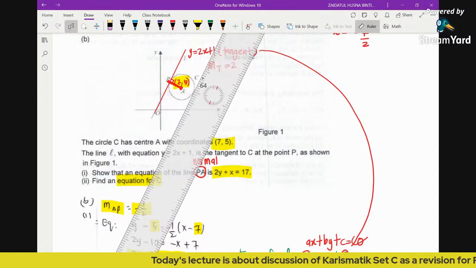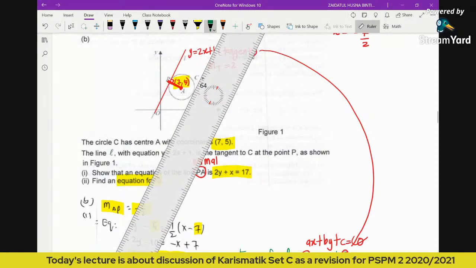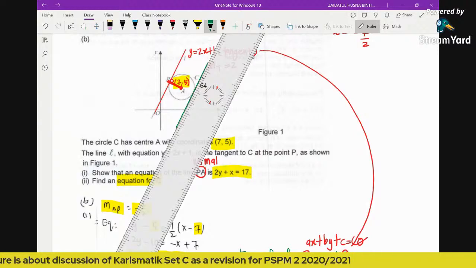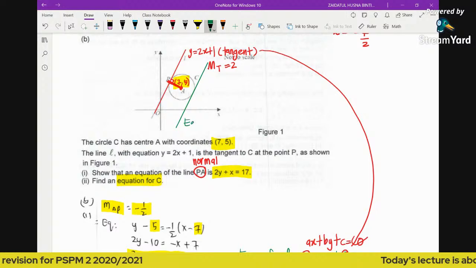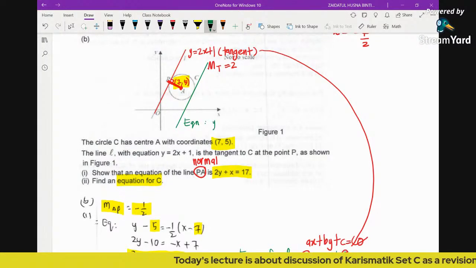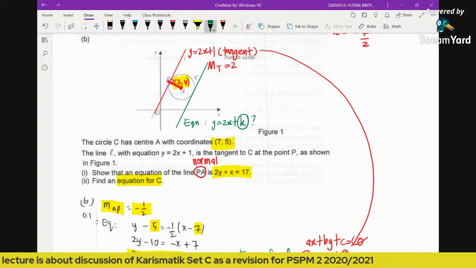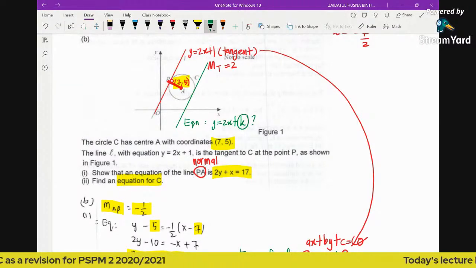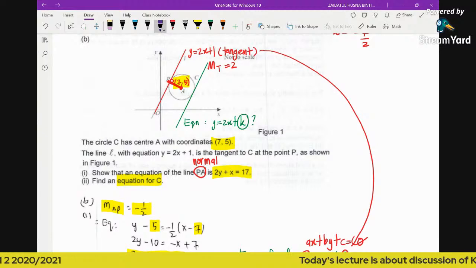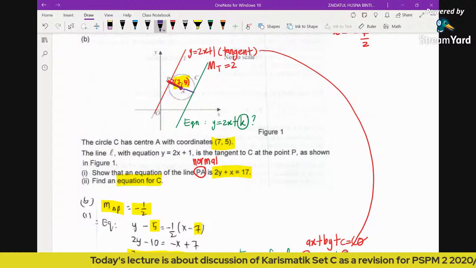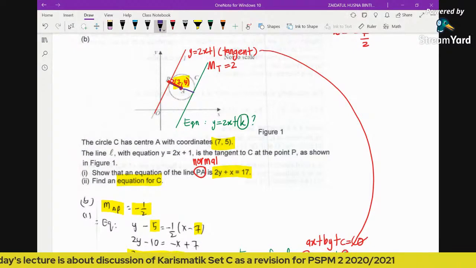So now we have one more equation of tangent with gradient 2 as well. This is where the tangent is located with exactly the same gradient. How do we find this equation? This is the one that we need to find. The equation is given as y equals 2x plus k with k unknown. We don't know the value of k, but we know the gradient is 2. So how to find k? We are going to use the radius. The distance from A to P must be equal to this distance, because we are talking about radius, so the radius must be the same.